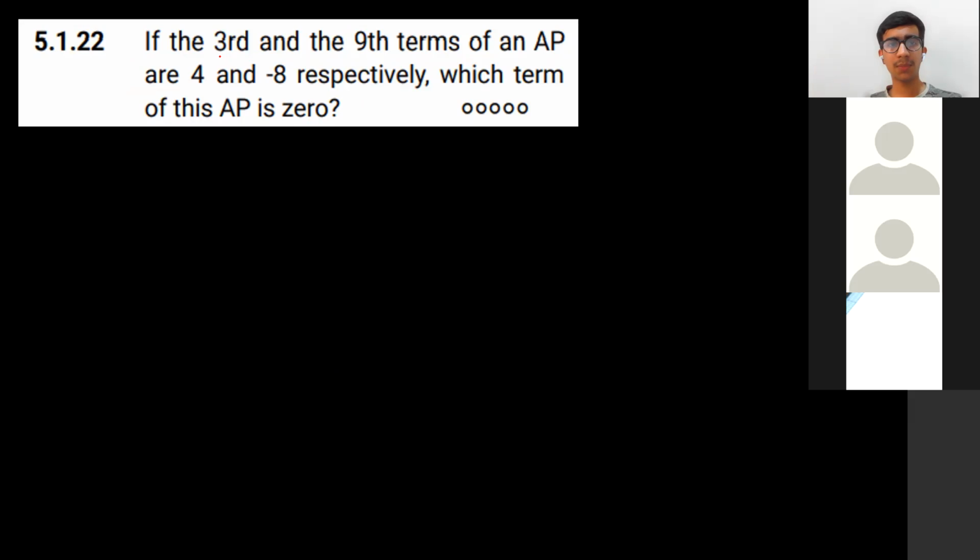Okay, so what we are given is the third term and the ninth term of the AP are 4 and -8, and we are being asked which term of this AP is 0. So the third term is 4. That means A plus (3 minus 1)D is equal to 4, which means A plus 2D is equal to 4, right? A plus (9 minus 1)D is equal to -8.